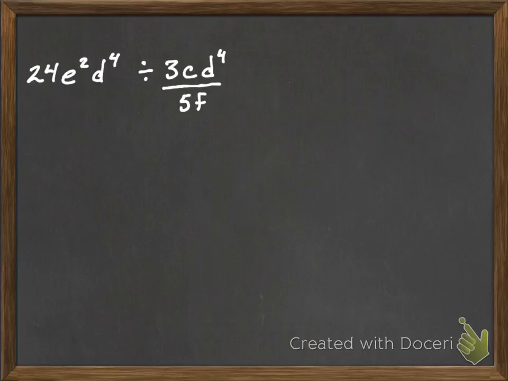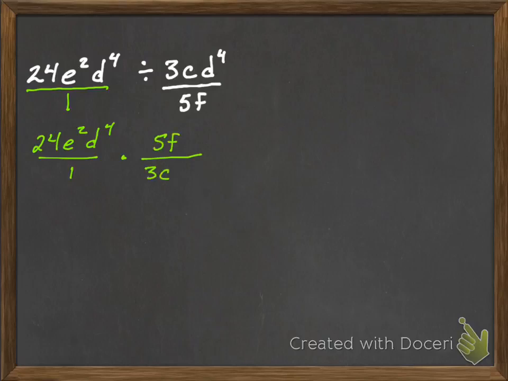All right, so that means, in this first fraction, it's not really a fraction, but we could write it as a fraction by simply putting it over 1, if that helps. So this would be the same thing as saying 24e squared d to the 4th times 5f over 3c d to the 4th. Now it's just like the problems we're doing on the other page.